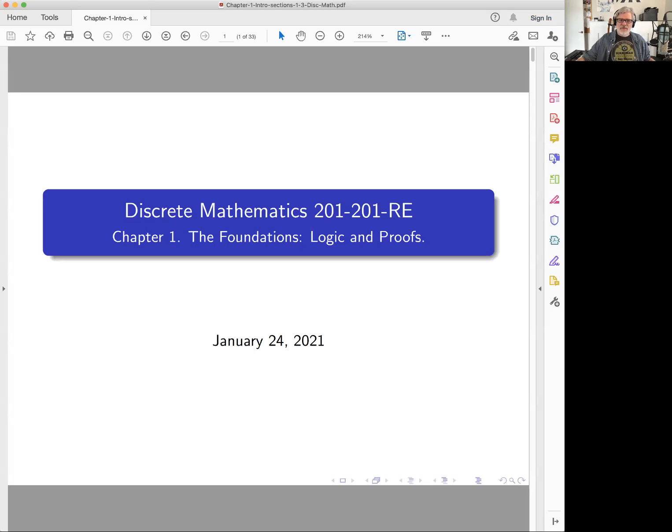I think I've taken care of this in the answers to even problems document. I'm not sure, but it could be there. In any case, let's start chapter one, which deals with logic and proofs.